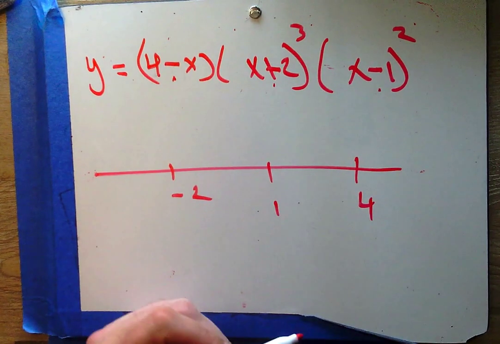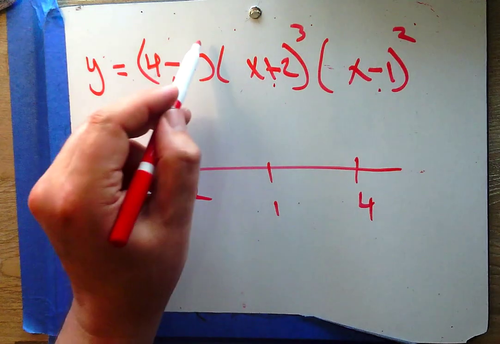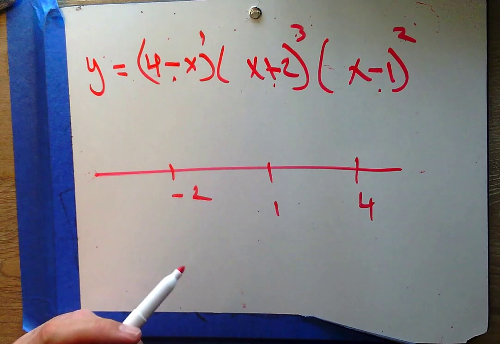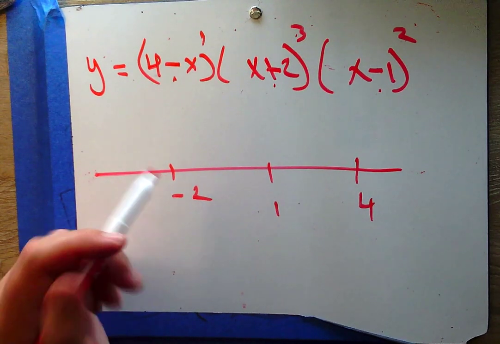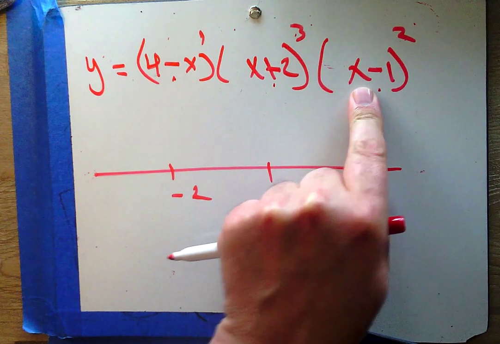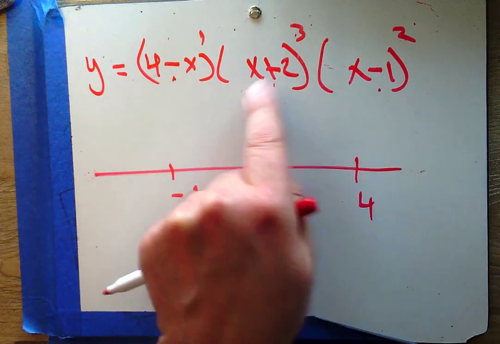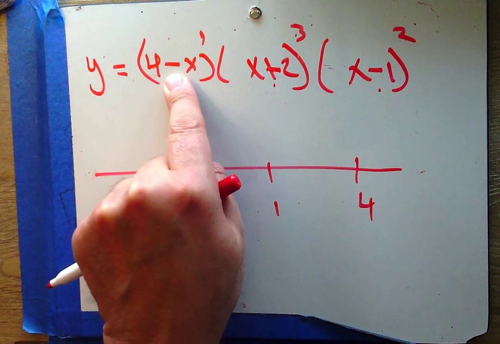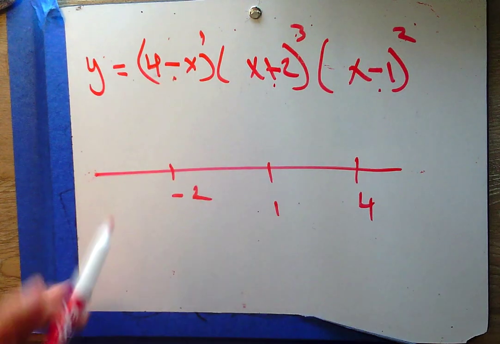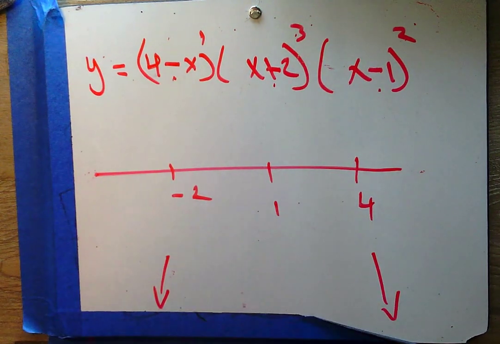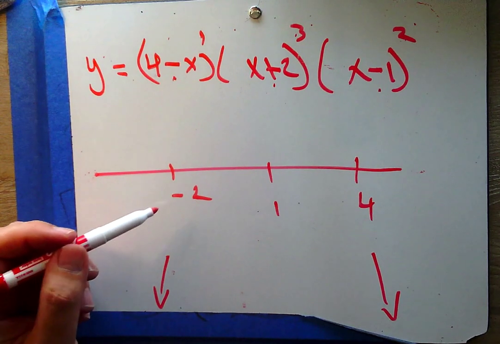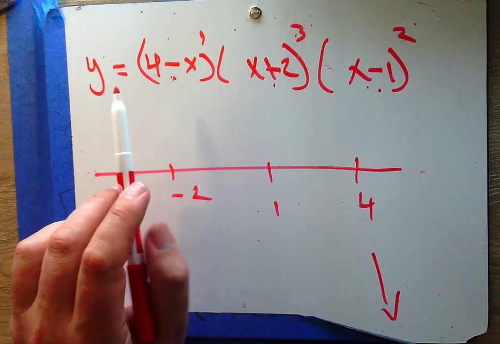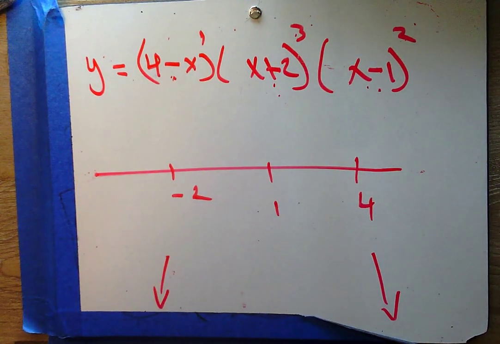Negative 2, positive 1, positive 4. And what's the degree of the polynomial? Well, 1 plus 3 is 4, plus 2 is 6. Sixth degree polynomial. Does this have a positive or negative leading coefficient? Well, here I have x squared, that's positive. I have positive x to the third. When I multiply those, I'm going to have positive x to the fifth times negative x to the sixth. Okay, so I know that both ends go down for this even degree polynomial with a negative leading coefficient. I know at 1 I'm supposed to bounce, I know at 4 I'm supposed to pass through, and I know at negative 2 I'm supposed to wiggle.